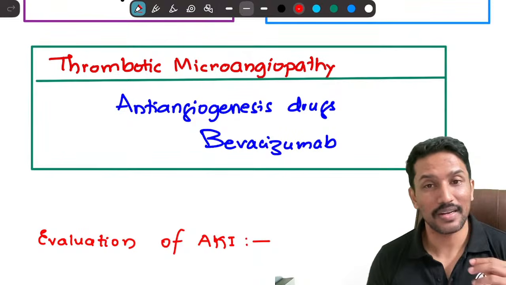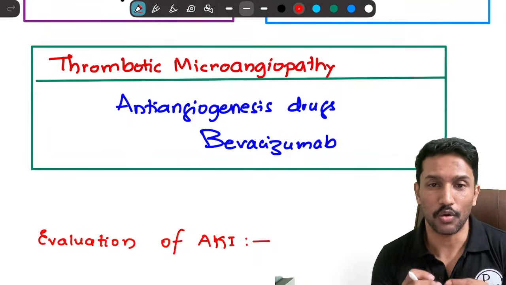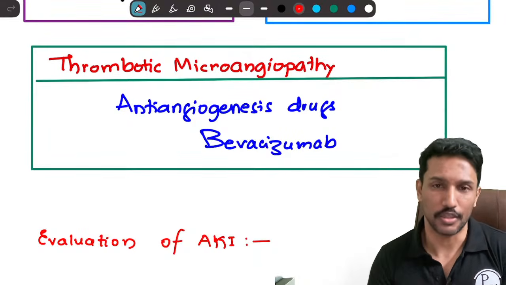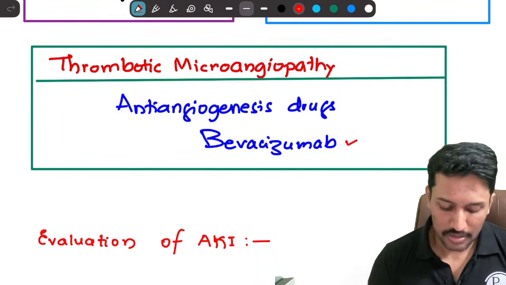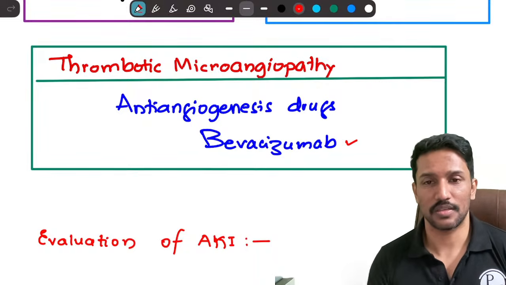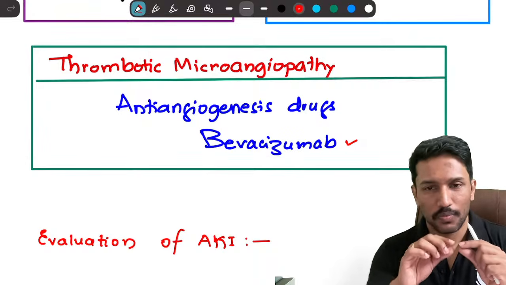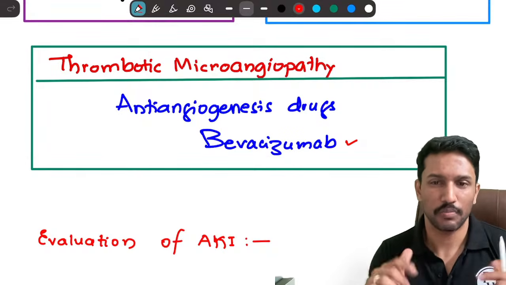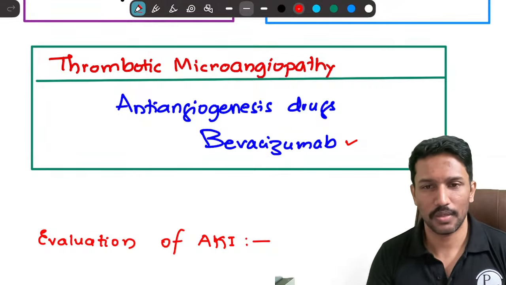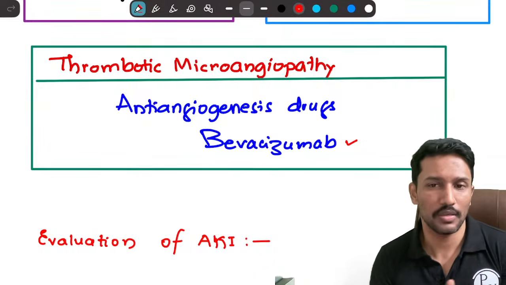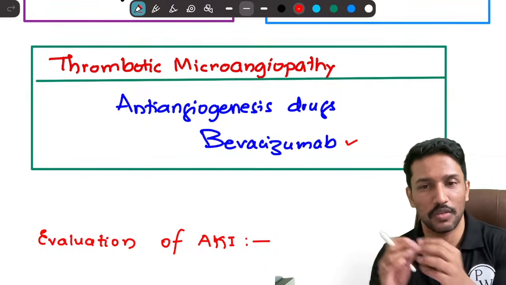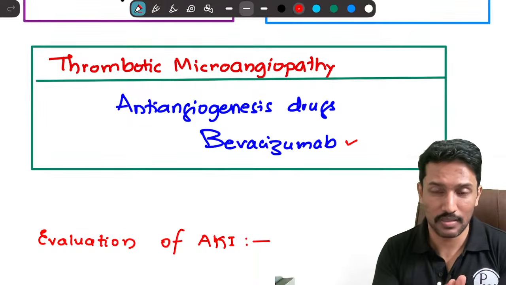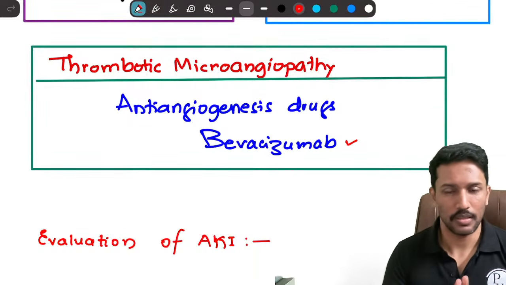Some drugs are known to trigger thrombotic microangiopathy by causing endothelial injury, like bevacizumab. It is called an anti-angiogenesis drug. It inhibits the proliferation or growth of blood vessels, but by doing so, it causes endothelial injury, and endothelial injury might trigger thrombotic microangiopathy. Thrombotic microangiopathy will affect the intrarenal blood vessels, and you can have acute kidney injury.